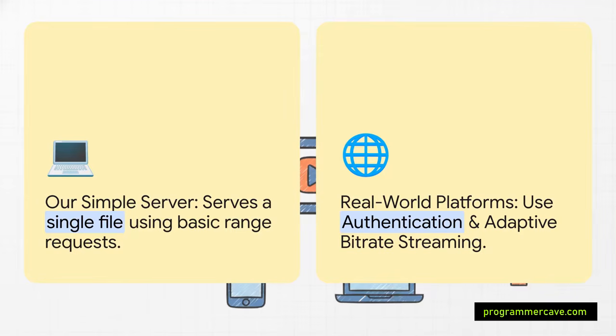Instead of having just one massive video file, they encode the video into multiple different quality levels, like 480p, 720p, 1080p, 4K, and then chop each of those versions into tiny little chunks, maybe 2 to 4 seconds long. Your video player is smart enough to check your internet speed and then request the chunks from the highest quality stream your connection can handle, without buffering.